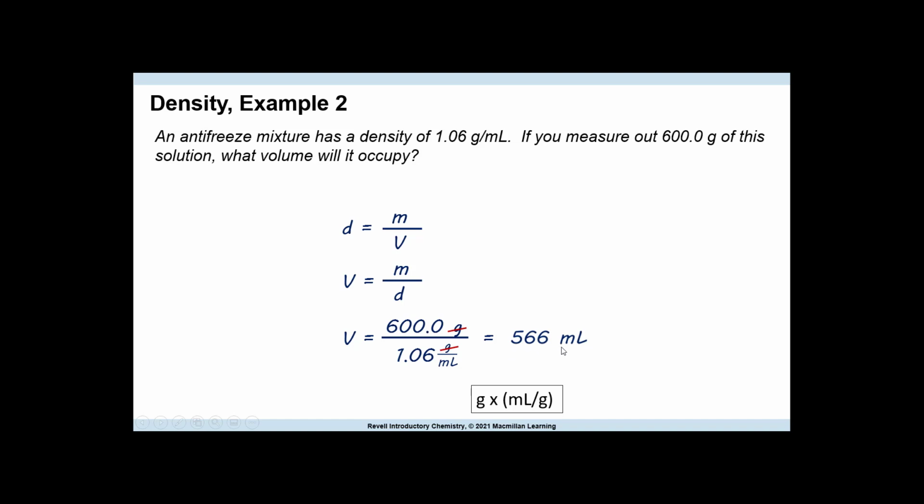Now, it's 566. So what does that mean? We have 4 sig figs. We have 3 sig figs. This is going to be 3 sig figs. And if you look here, I tried to draw this out so you can see what I was saying.